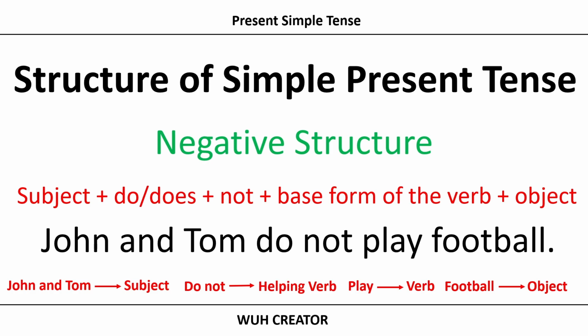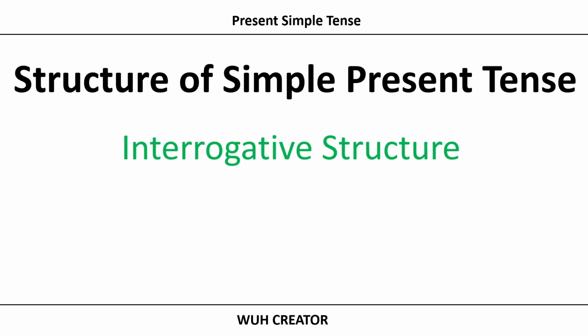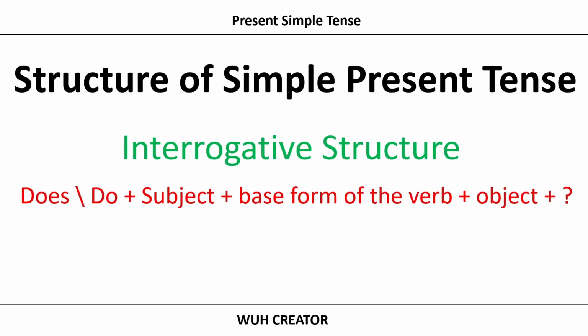Now, let's move on to discussing the interrogative structure in the simple present tense. Here we have the structure for the interrogative form. Does or do plus subject plus base form of the verb plus object plus question mark. Unlike the other sentence structures, in an interrogative sentence the helping verb comes at the beginning of the sentence, followed by the subject.